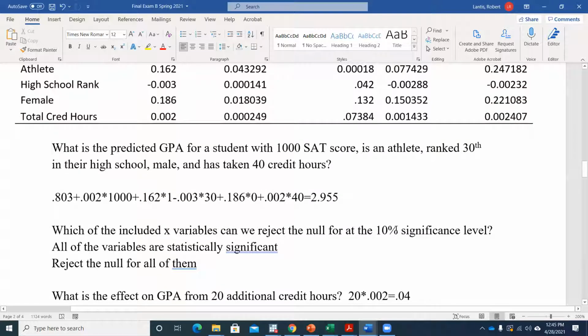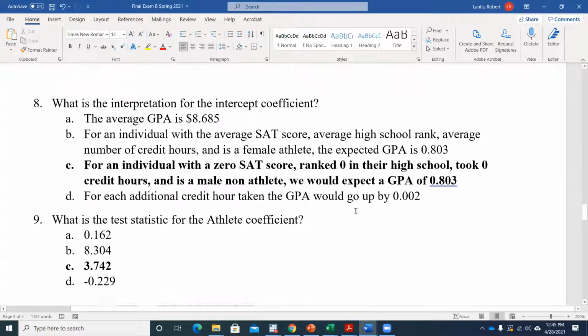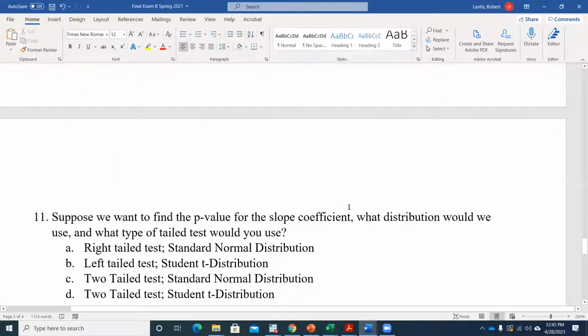Any other questions on that? Okay. I kind of want to save some of this for Friday.